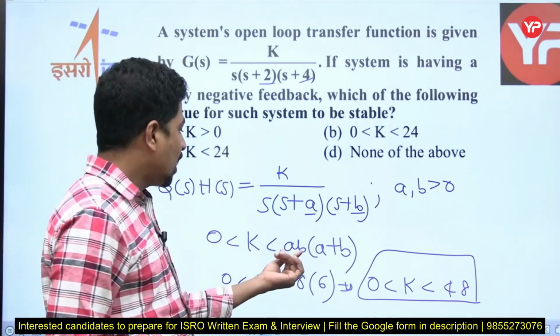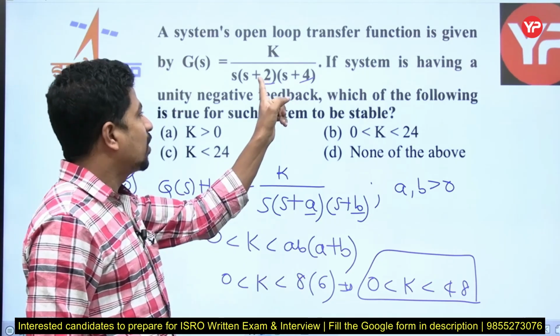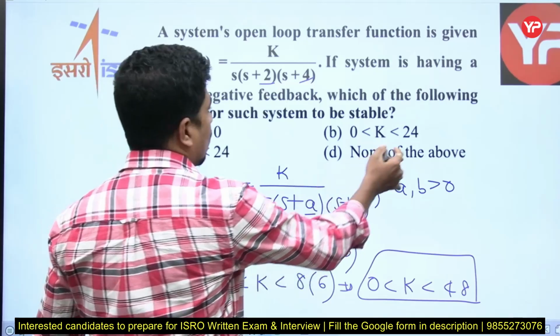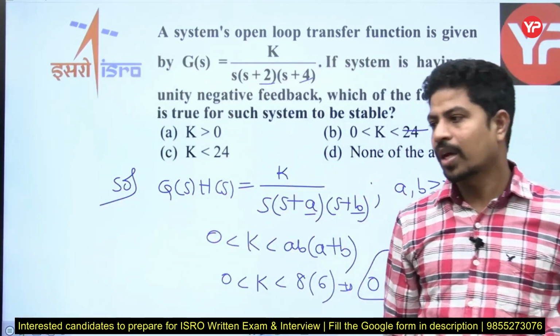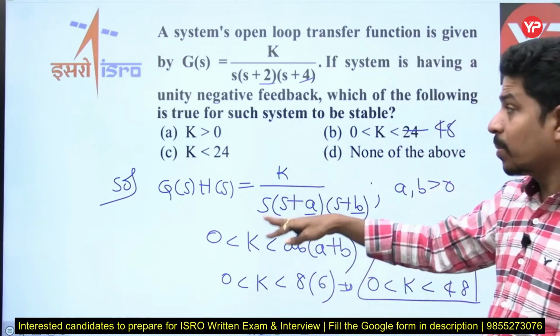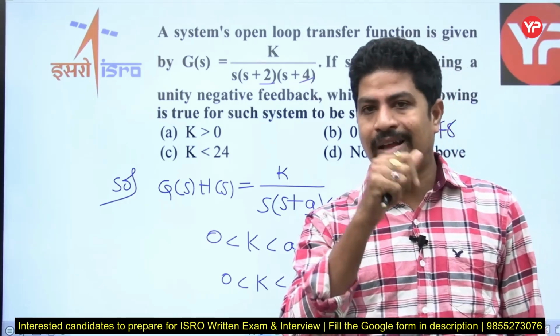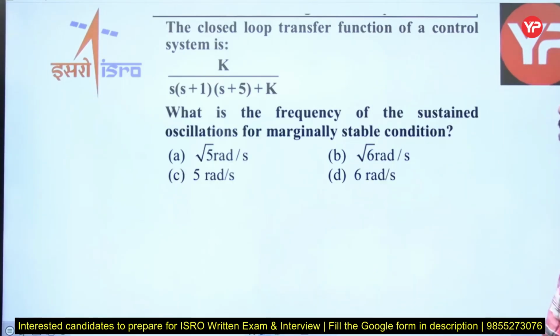0 less than K less than AB into A plus B. AB, 2 into 4, 8. A plus B, 2 plus 4, 6. 8 into 6, 48. Answer is 48, not 24. Please change the option. That's all. Right? This is one of the shortcuts, applicable only for this one. So these shortcuts, how we got them, we learn in classes. Right? Next question, please.